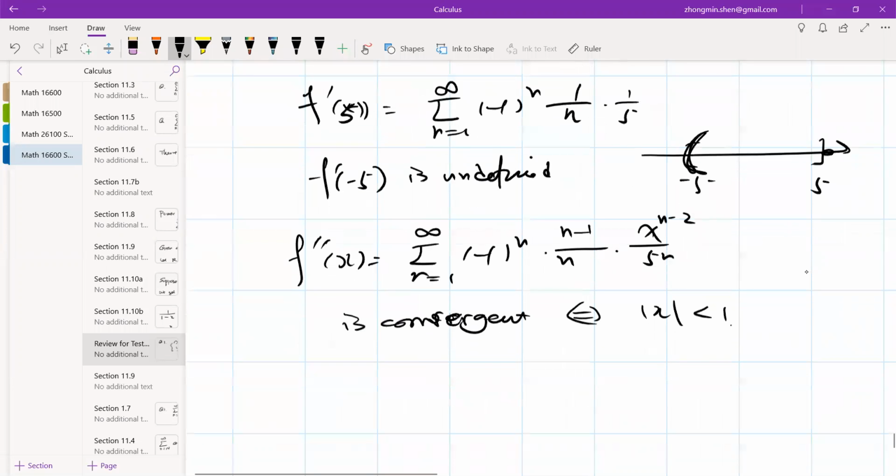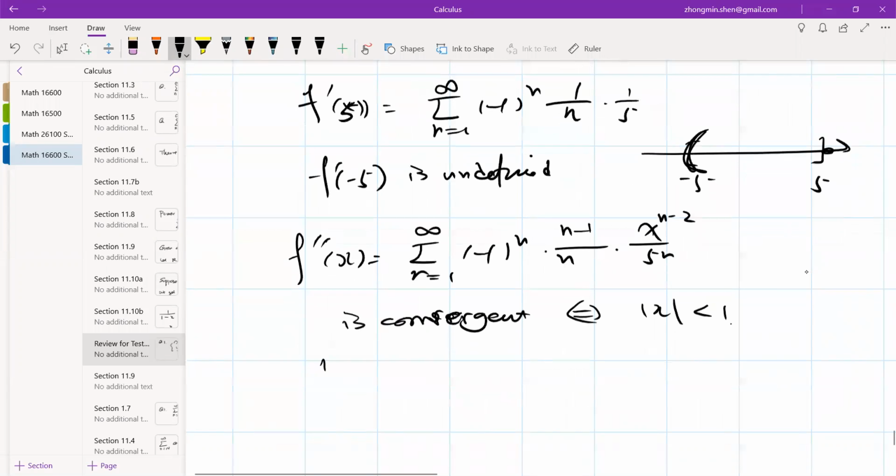So the series is convergent if and only if absolute x is less than 1. But then it will stay there. It's not like the interval of convergence is shrinking. The interval of convergence is still there. Only the endpoints are no longer differentiable.